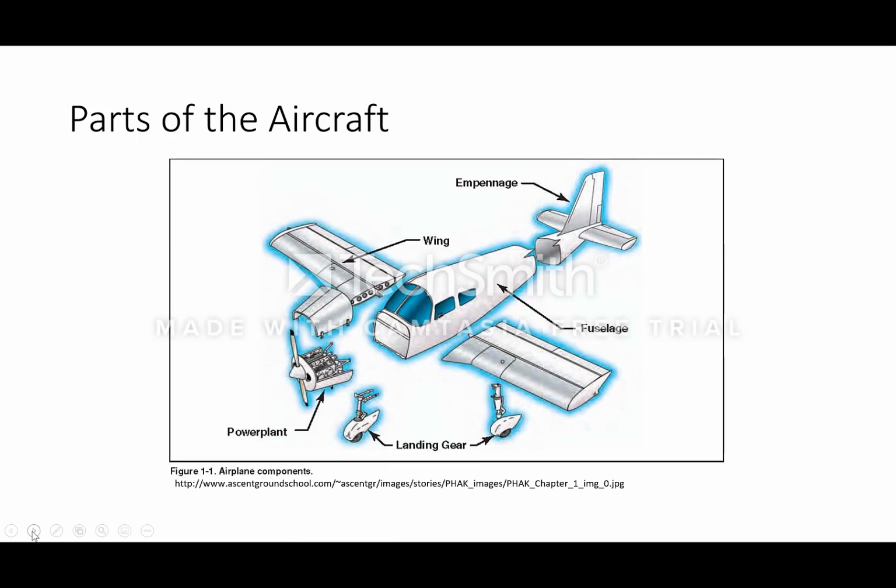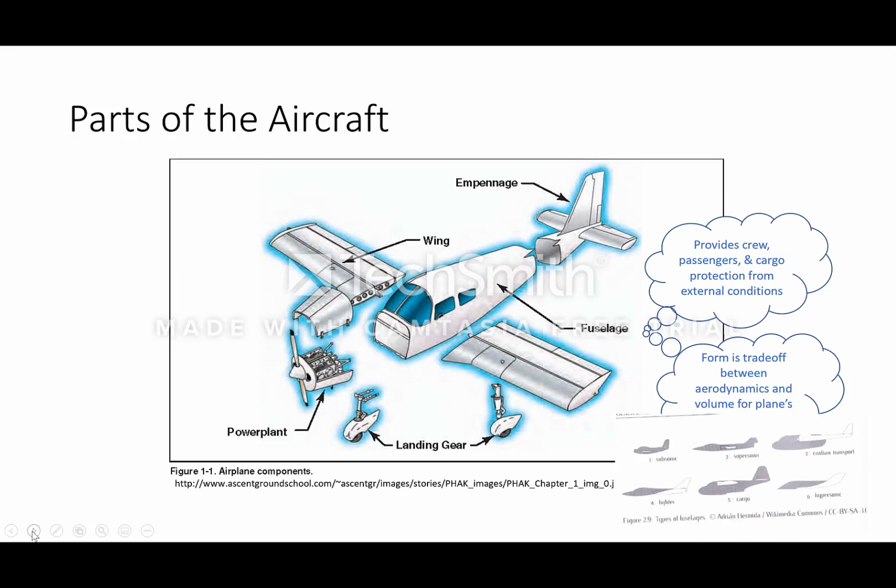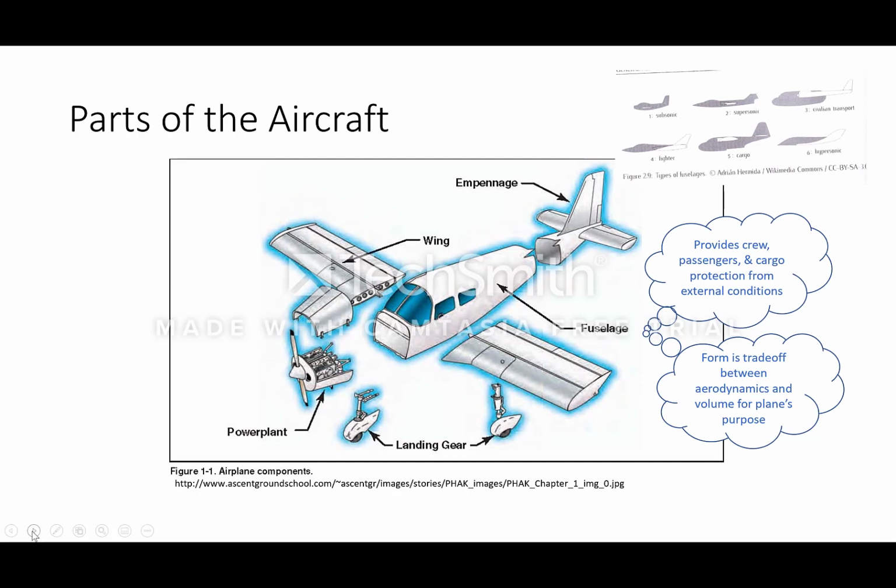So let's talk about the functionality of some of these parts. The fuselage provides the crew, the passengers, and the cargo protection from external conditions. And the shape of the fuselage is generally a trade-off between aerodynamics and volume depending on the plane's purpose. You'll see up at the top right, there's a little photo of different style fuselages depending on the planes.